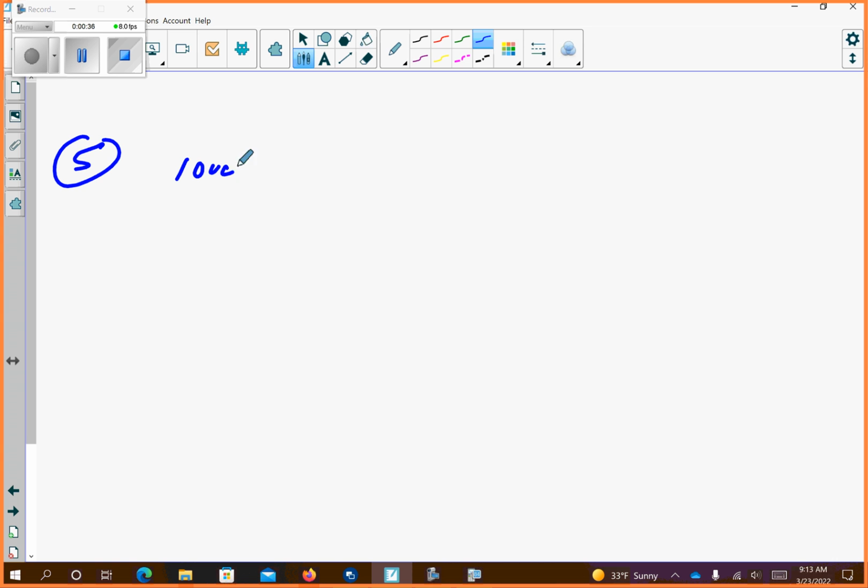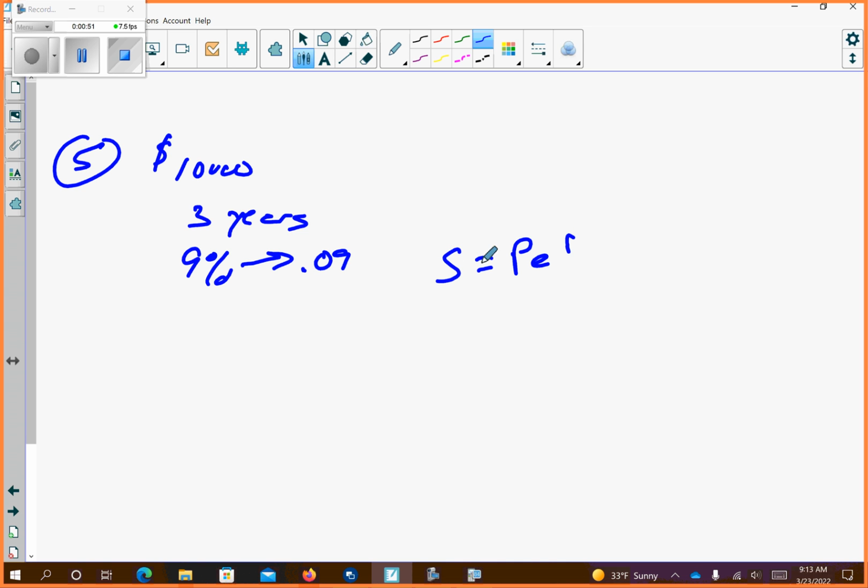So 10,000, 3 years, and 9%. So that'll be 0.09. So we can just go ahead and use S equals PERT. Or no, can't use that one because it's monthly. S equals P times (1 plus R over M) raised to the MT.